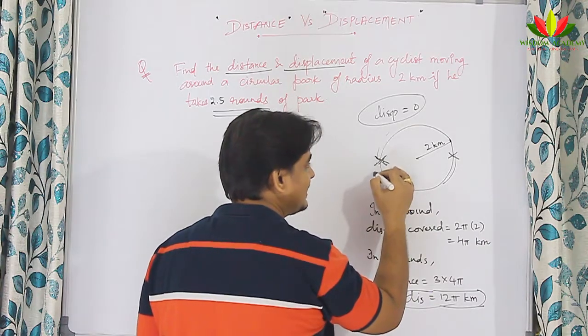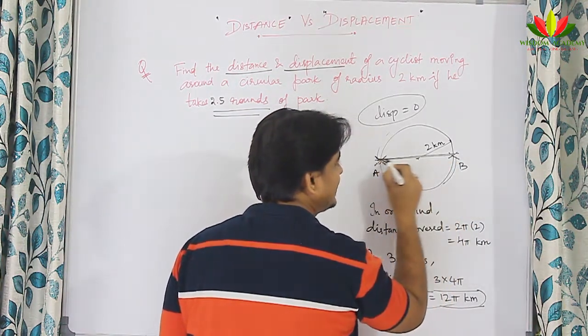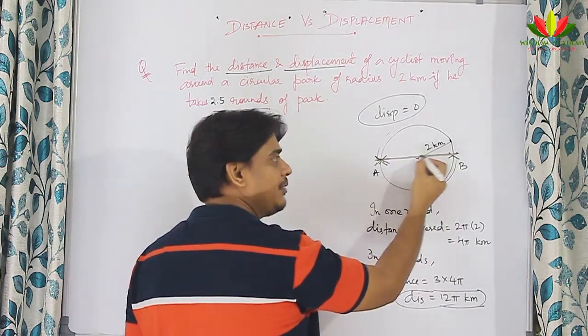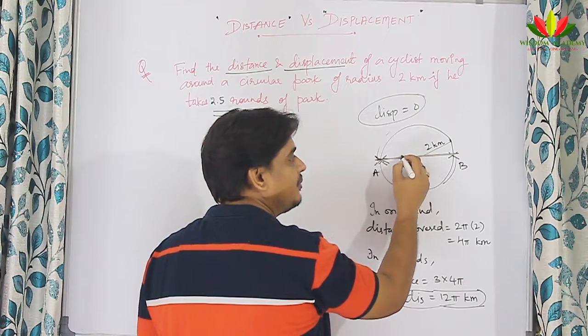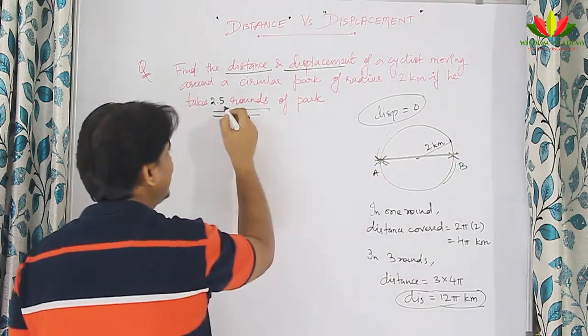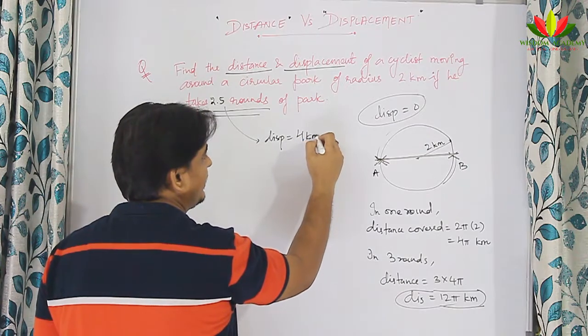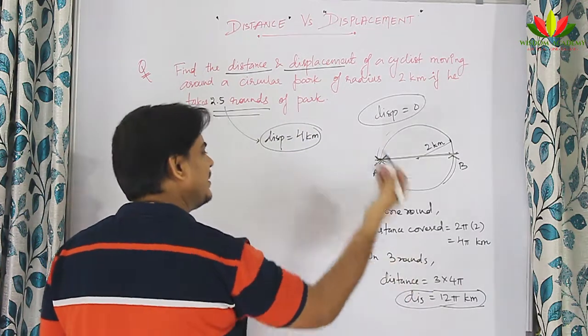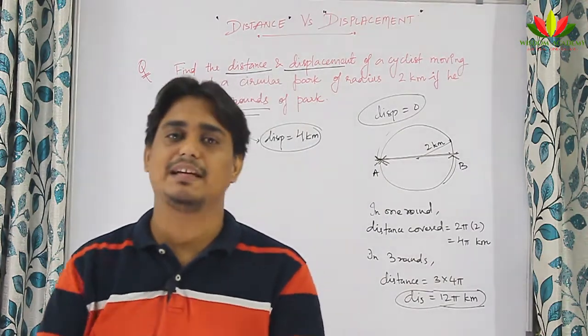Starting point is this, A. Ending point is this. This will be the displacement. And isn't it a diameter? Passing through the center, it will be the diameter. What is the diameter for 2 kilometers radius? Then displacement will be 4 kilometer. So for this case, the displacement answer will become 4 kilometer, and distance is 10 pi kilometer. This kind of questions may be there. Be very, very careful and find the answer.